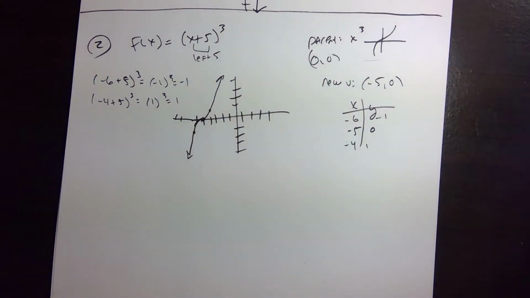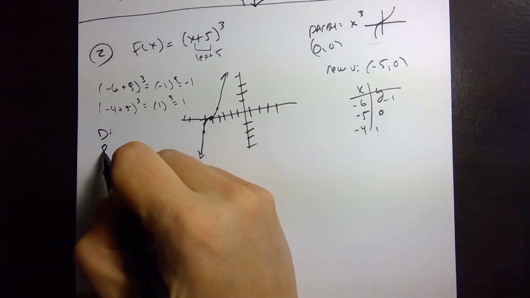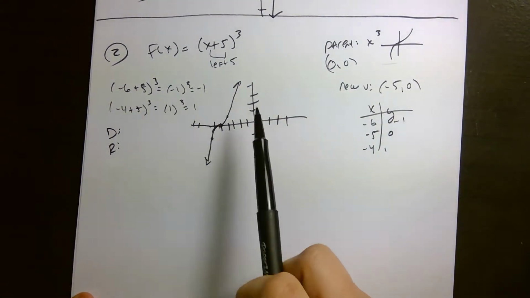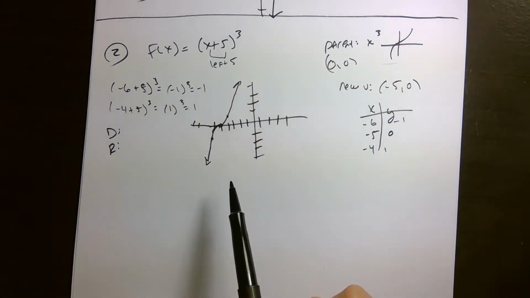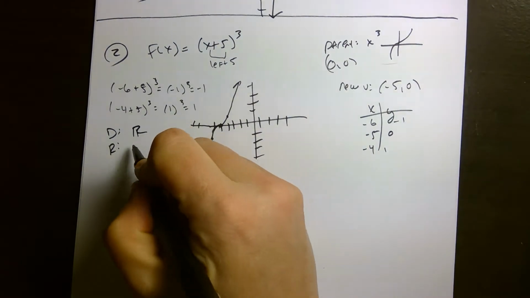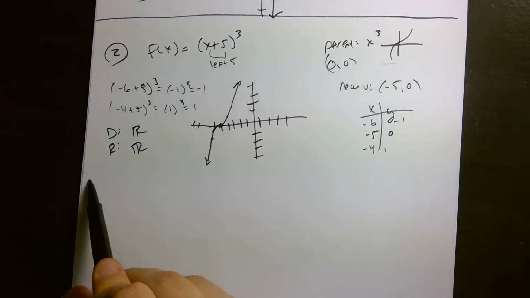to the left 5. And so again, we want to find the domain and the range. Well, in this particular case, they're both still all real numbers. And so we will just list that out. And there we have it. Done.